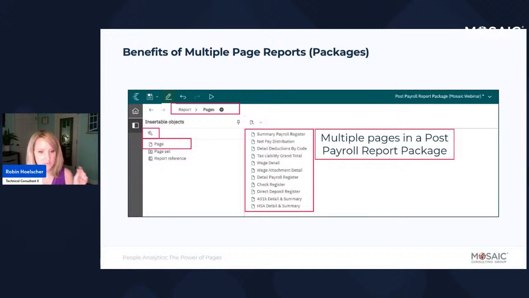Just grab one of those page icons and drop it into the center canvas area. And here you can see this is an example where we have a number of pages. We've got the payroll summary, the payroll register, wage detail, tax liability, grand totals, 401k, HSA, all those totals. So basically everything that you would need once you finish payroll and you need to reconcile everything, you can just run one report, have everyone reconcile from one report package. Saves a lot of time.